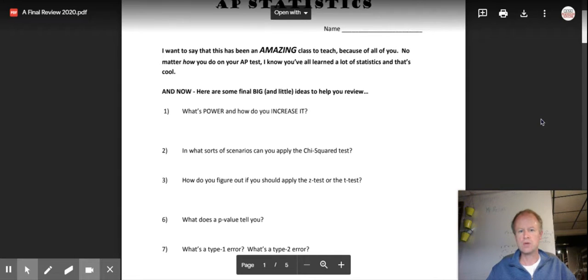Question two, in what sorts of scenarios can you apply chi-squared? We didn't get to chi-squared this year, and it's not part of the AP test. Don't worry about that one.